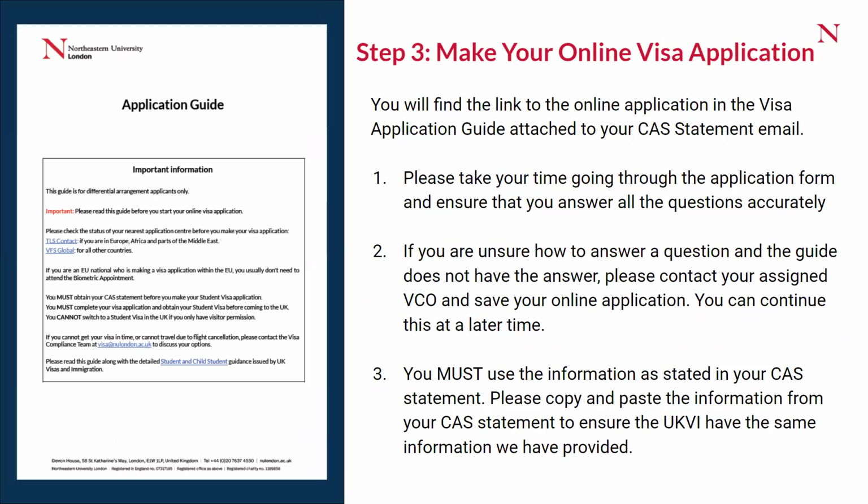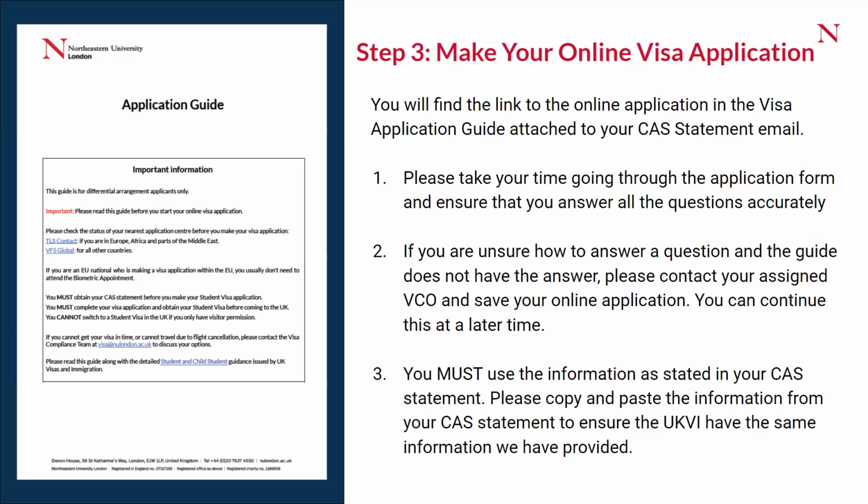The next step is to make your online visa application. You will find the link to the online visa application in the guide attached to your CAS statement email. Please take your time going through the visa application form and ensure that you answer all the questions accurately and as referenced in the guide. If you are unsure how to answer a question and the guide is unclear or does not have the answer, please contact your assigned visa compliance officer.